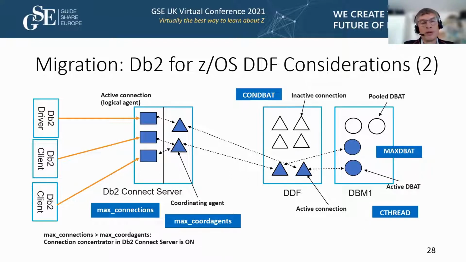So just for your visualization, in the traditional DB2 Connect server world, there have been two settings: max connections, which means how many clients could connect into my DB2 Connect server, and max coord agents, which means how many outbound connections I could allow into DB2 for ZOS. And as soon as max connections is higher than max coord agents, it means that the connection concentrator is on. And then you should consider to have this number, max connections, also be reflected at least in the con debug ZPalms on the ZOS side.